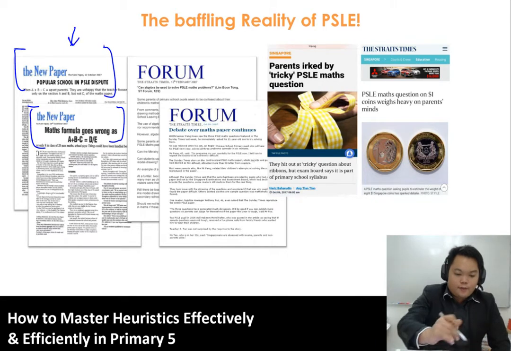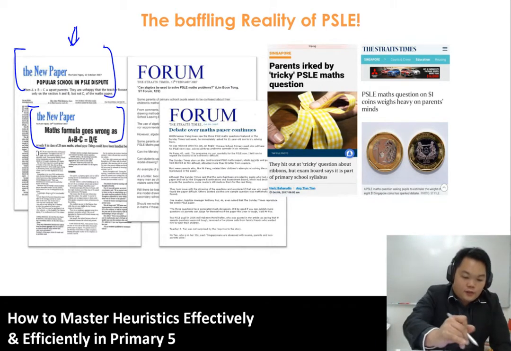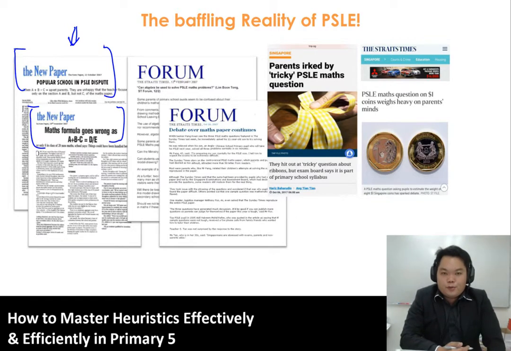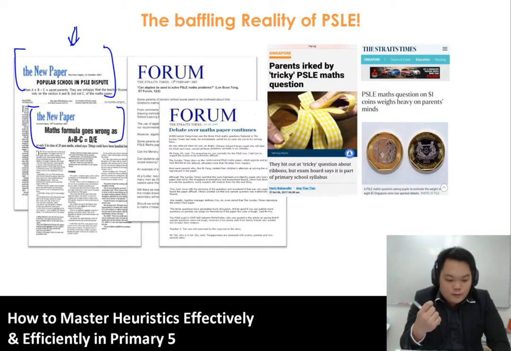This article says there was an uproar in a popular school because the teacher decided to focus on sections A and B and neglect section C. That was 1 month before the PSLE results came out.